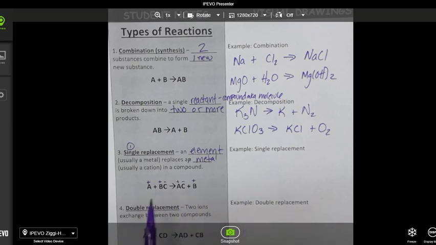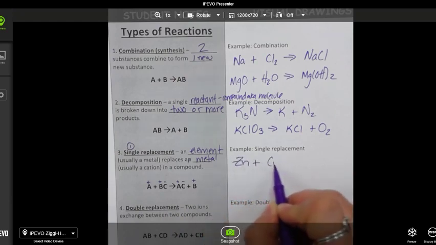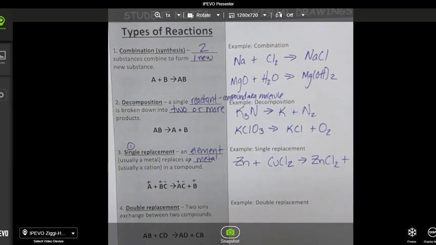So that's what happens in single replacement. One thing is moving, and usually it's the anion or the negative that leaves the positive that it's with to go be with the other positive. So an example of that would be something like Zn plus CuCl2, which would make ZnCl2 plus Cu. Zinc plus copper chloride makes zinc chloride and copper. So here you're just dealing with metals, zinc and copper, and then chlorine is leaving copper to go be with zinc. Now, sometimes it's just simple as metals and nonmetals, but sometimes we also are dealing with polyatomics.